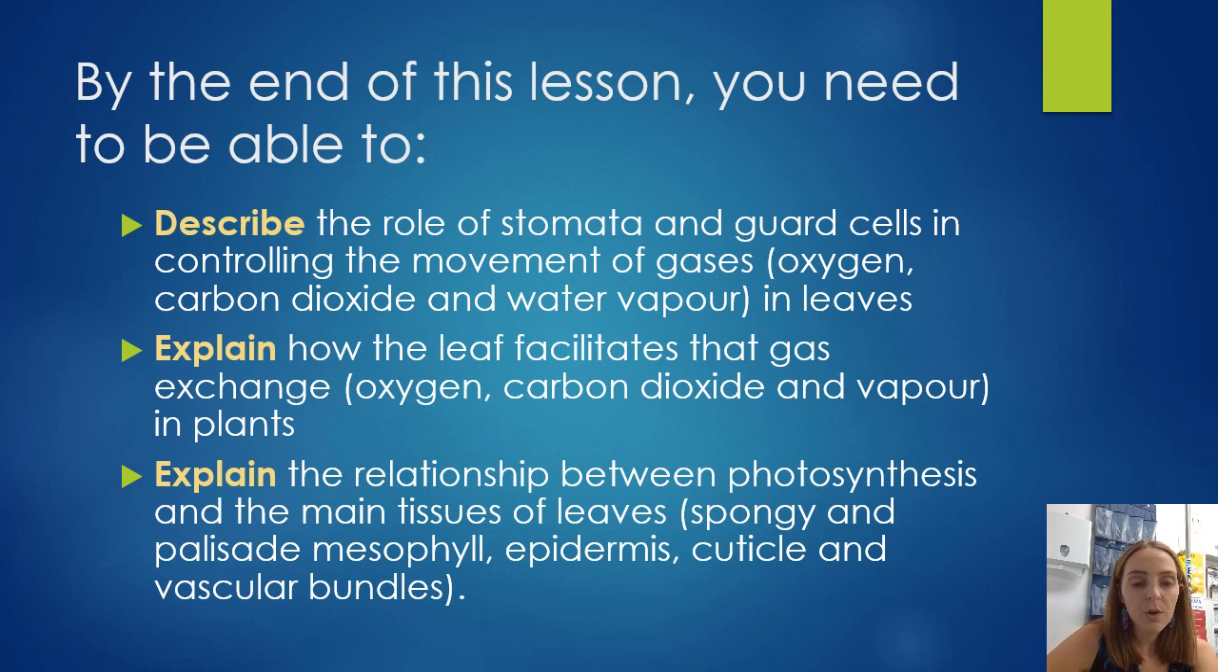Okay, now there's quite a few curriculum descriptors that you need to know from this. So the first is describing the role of stomata and guard cells in controlling movement of gases. Explain how the leaf facilitates gas exchange. Explain the relationship between photosynthesis and the main tissues of leaves. So we're going to actually relate this back to what we've just done on photosynthesis and have a look at where this is actually taking place.